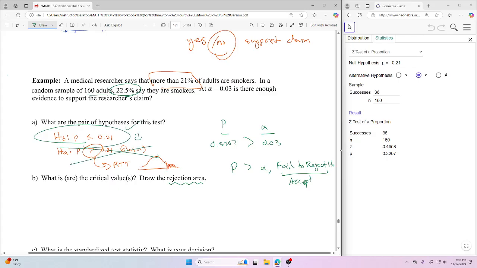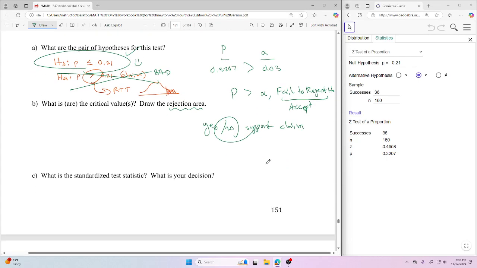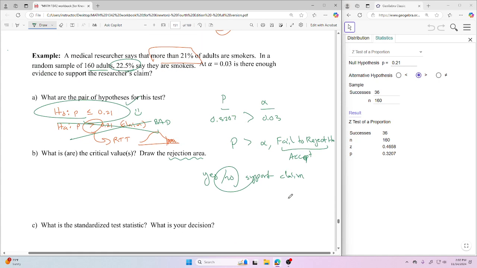But then the claim is bad. Bad claim. So we got yes, no, support for the claim. No support for that claim. Claim was bad. And I didn't even answer the other questions. So I actually have to answer the questions now, but at least we got the final conclusion, I guess you can say. So let's do the rejection region stuff.